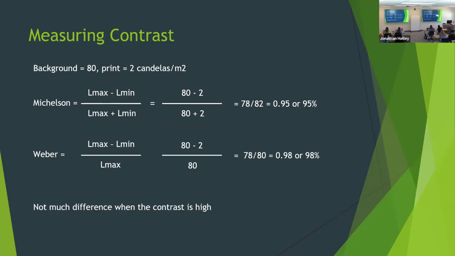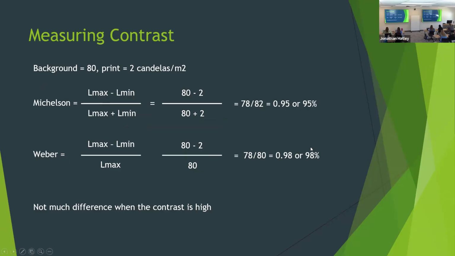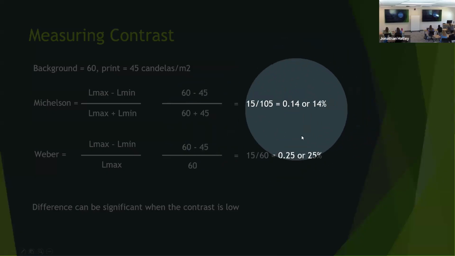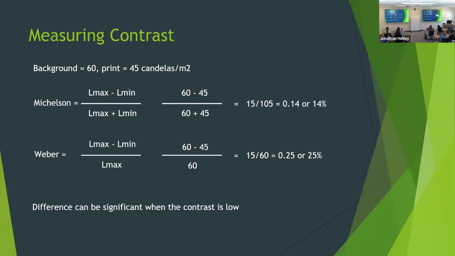So if you have high contrast, both the Michelson and the Weber equations are going to give you roughly the same amount of contrast. I realize that there's a difference, but they're pretty close. Whenever you have lower contrast, then you can see that the Michelson equation is going to give you much lower contrast relative to the Weber equation. Does this matter? No, not really. But I am making sure that you understand that there are some differences in the equation so that you are aware of the differences in the math in order to come up with these contrast estimates.